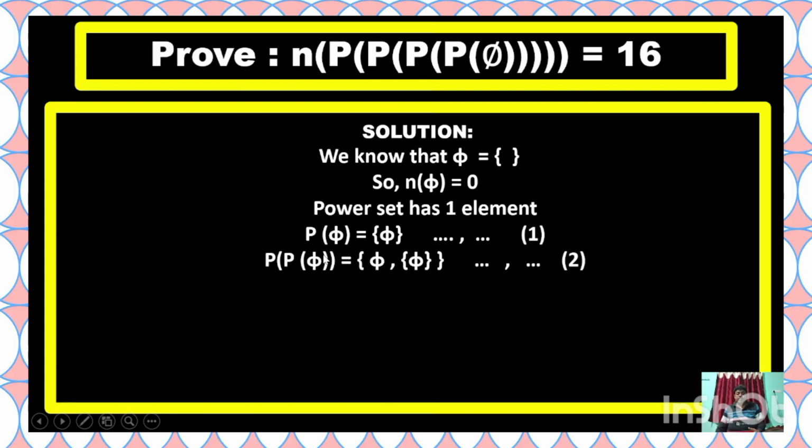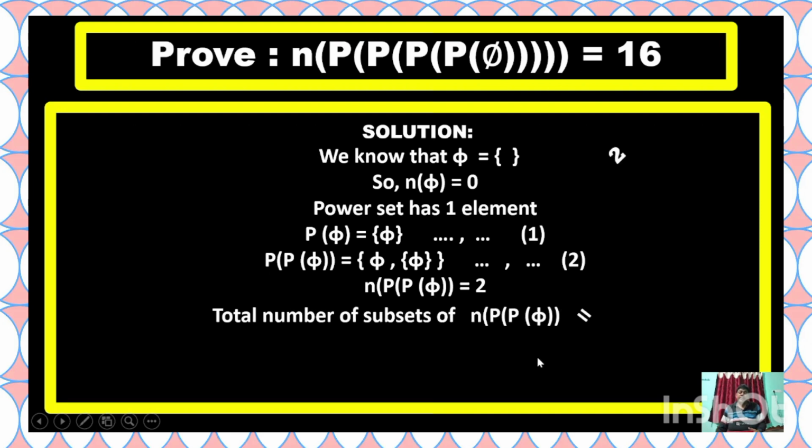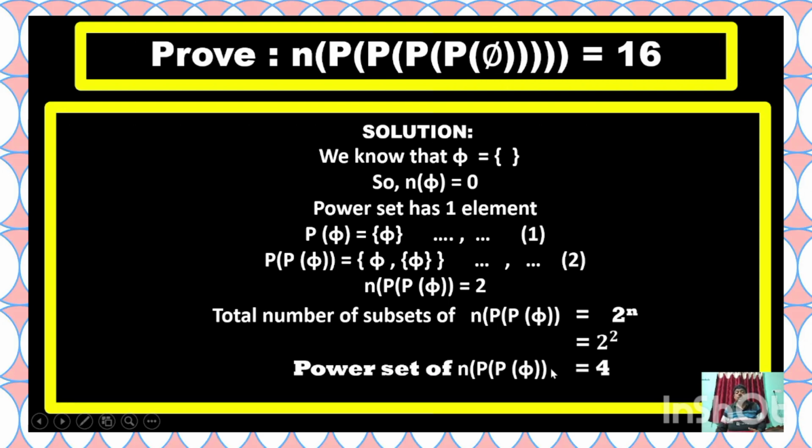Again, you find the power set of that. How many elements? 2 elements. Clearly understood that. And the cardinality of the power set, which is 2 elements. Yes or no? Thus, the total number of subsets is 2 to the power n, which is 2 to the power 2, which is what? 4. Thus, the cardinality of the power set of the power set of null set is 4.